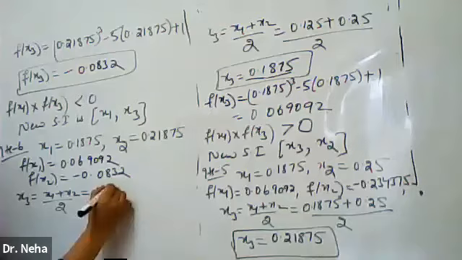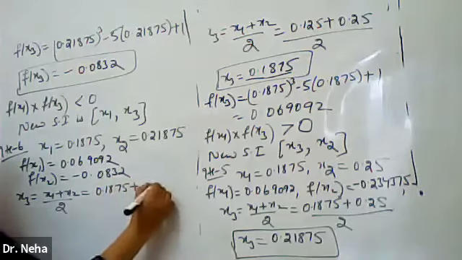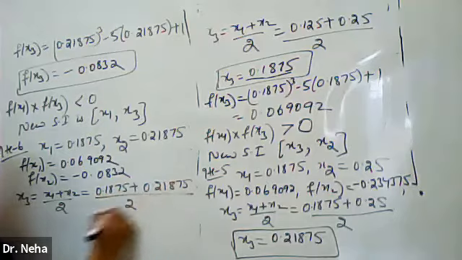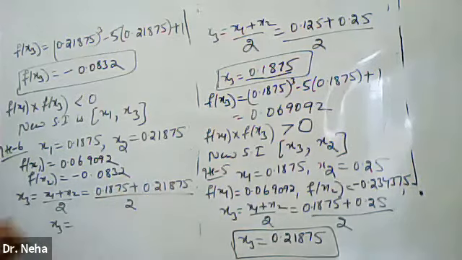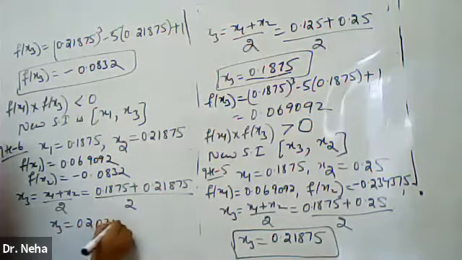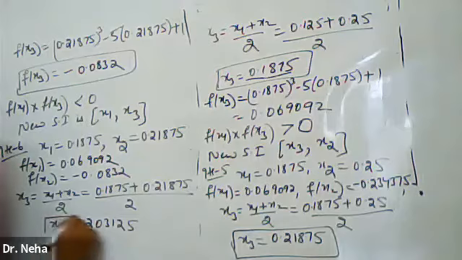Let's find x3, x1 plus x2 upon 2. That means 0.1875 and 0.21875 divided by 2. And you are getting x3 as 0.203125. Now see, look at the screen.